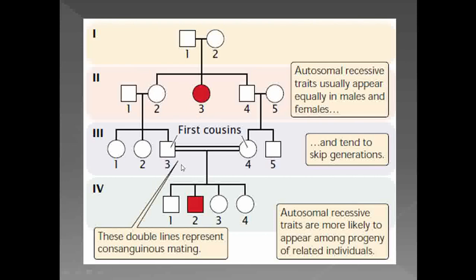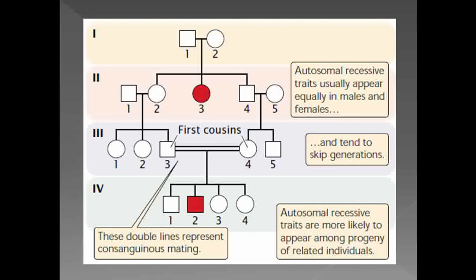Okay, just see here the third generation, all the individuals are normal, but what happened here, there is a marriage. These two lines indicate that there is a marriage between close relatives. So what happens, see here, even though they are normal, the next progeny will be carriers or they get affected by that type of trait.